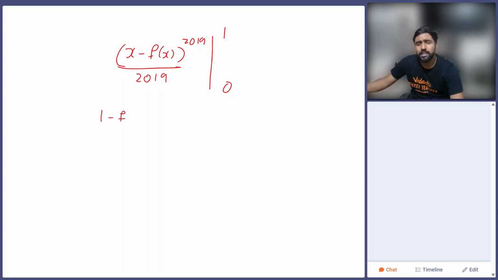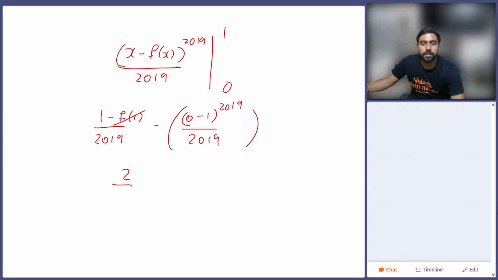So when you put in 1, you get (1 minus f of 1) to the power 2019 upon 2019, minus (0 minus f of 1), that's minus 1 to the power 2019 divided by 2019. That's equal to 2 upon 2019. This is your 2 times integral. Cancel. The integral is 1 upon 2019.